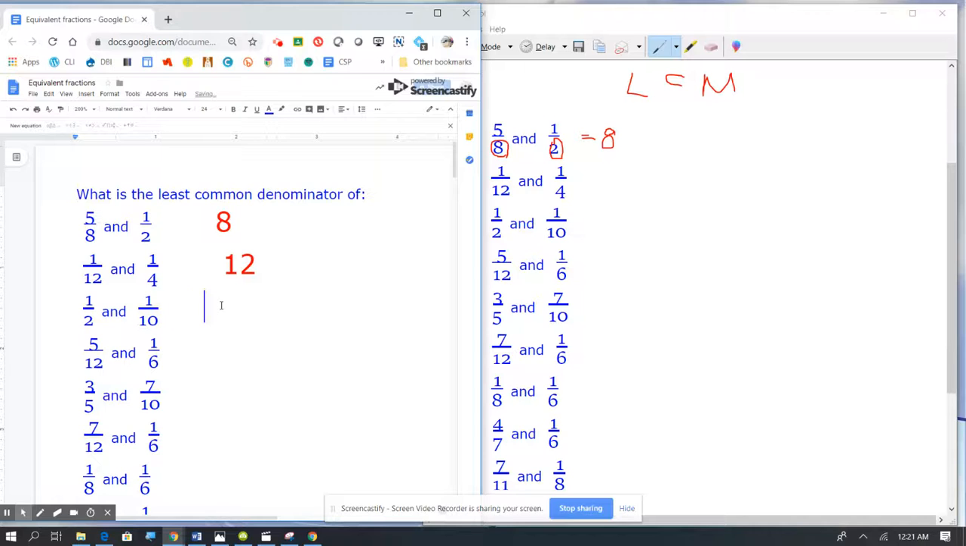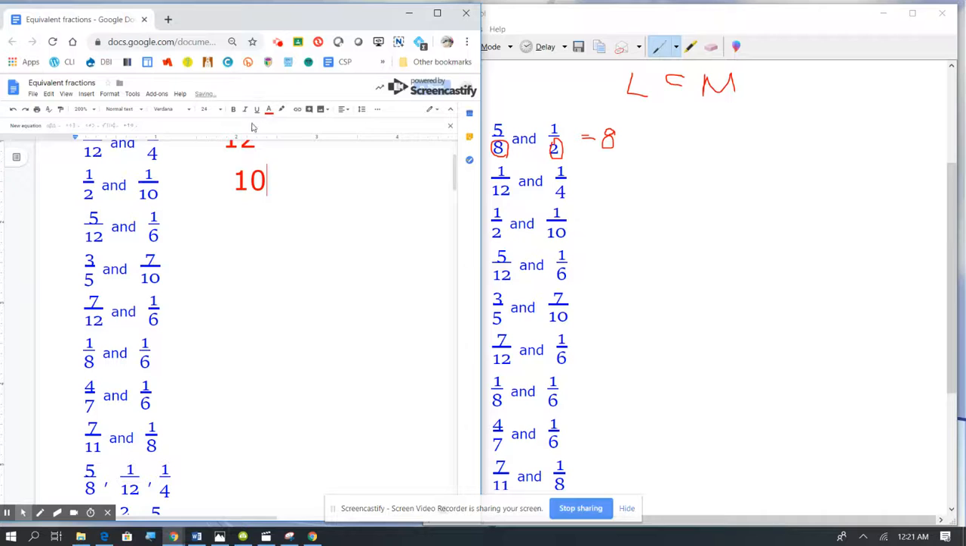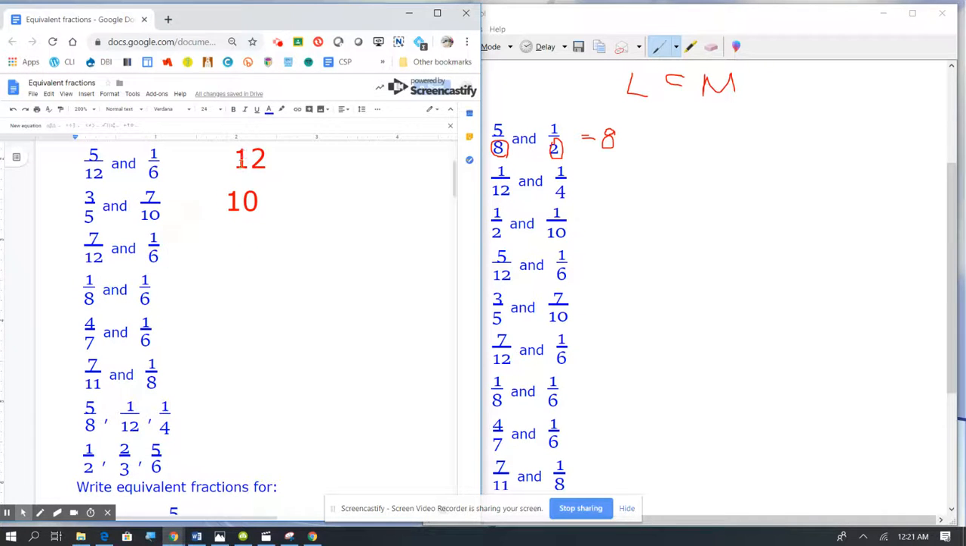The next one, 10 can divide by 2, right? So their LCM, the least common denominator, will be 10. So let's see the next one. So 12 and 6 will be 12 because 12 can divide by 6. The next one is the same because 10 can divide by 5, so your answer will be 10. This one, I think we did it already, so it'll be 12.